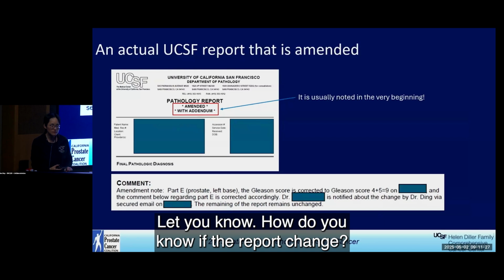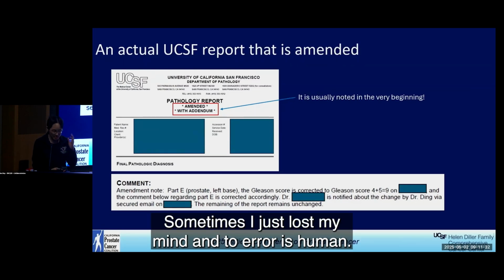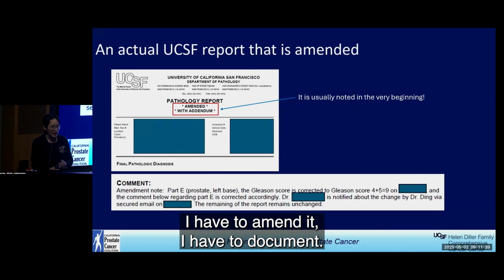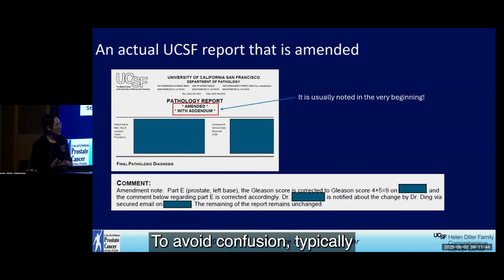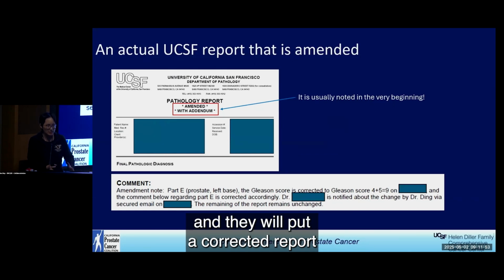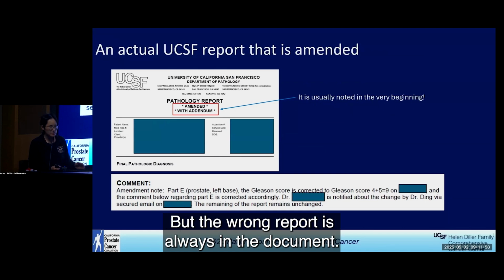So how do you know if the report changed? Sometimes we get some typos. Sometimes I just lost my mind, and error is human, right? So if I found I have an error in my report, I have to amend it. I have to document when did I amend it? Why did I correct it? So to avoid confusion, typically the electronic medical record will hide the error report, and they will put a corrected report in the system so no one gets confused. But the wrong report is always in the document.